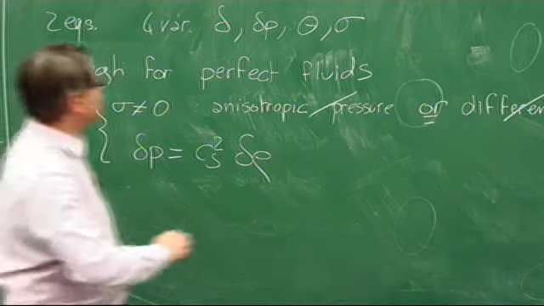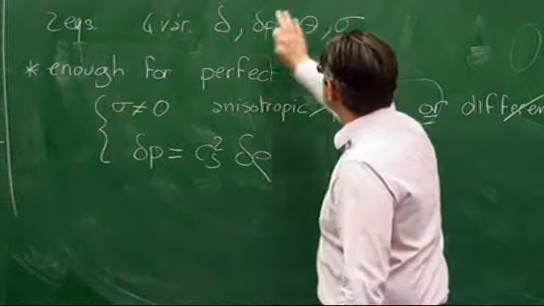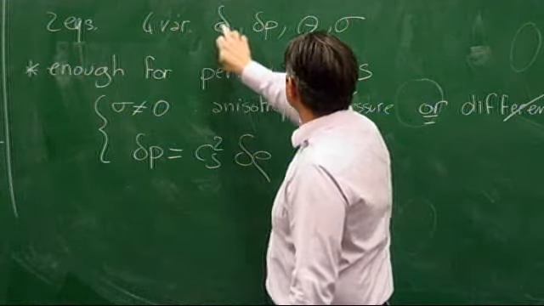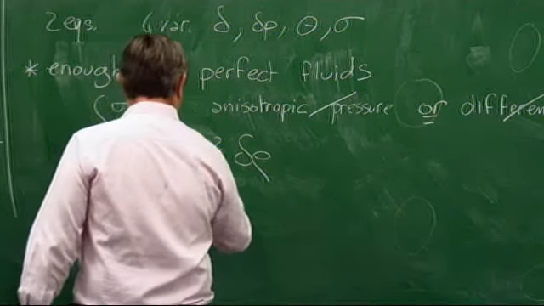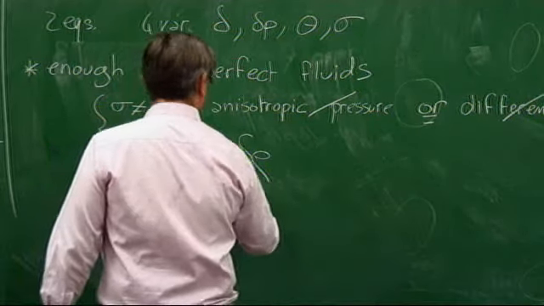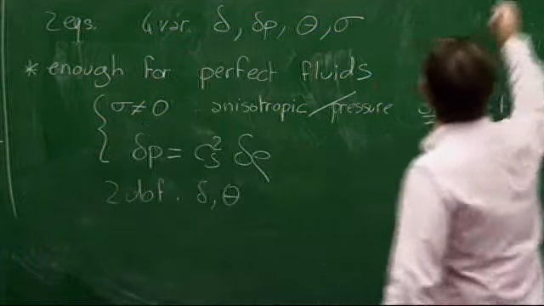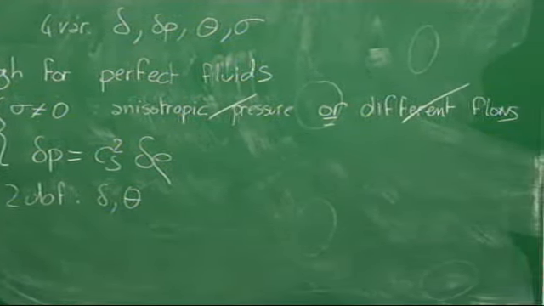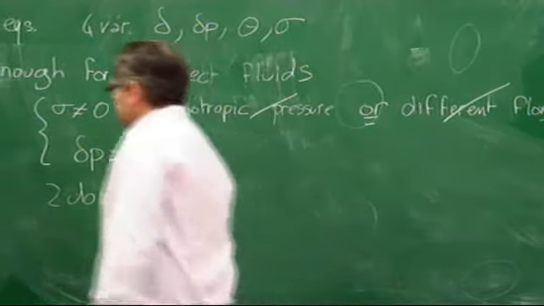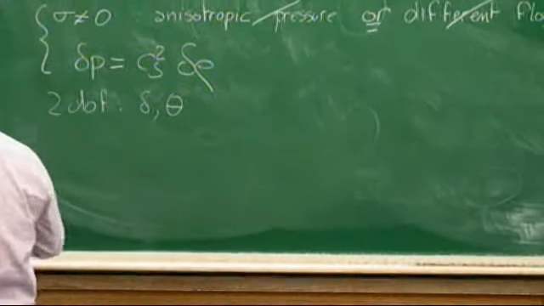So, in a perfect fluid, you get rid of this degree of freedom, and this one is a function of this one. So we have two equations and 2 degrees of freedom, which are delta and theta, and we are done. These 2 conservation and Euler equations are sufficient. This is for perfect fluid, but it's not the case in general.